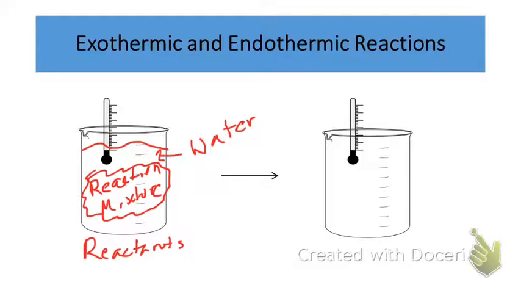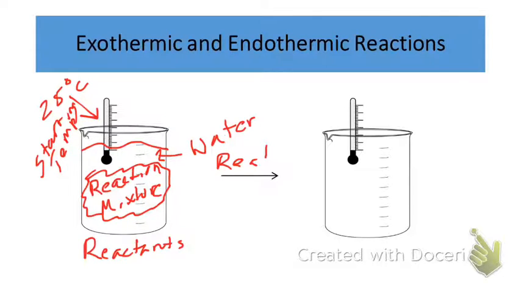Now we're going to put a thermometer into the water, and the thermometer is going to read, let's say, 25 degrees Celsius. All right. Now, that's going to be what is known as the starting temperature. Okay. Now, once that reaction mixture is all mixed together, a reaction is going to occur, which is indicated by the arrow. Reaction occurs, and in the end we form our products.